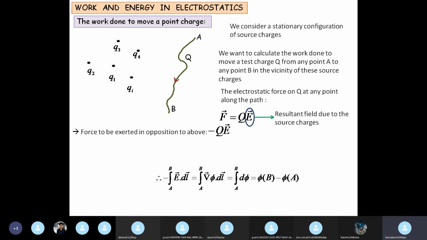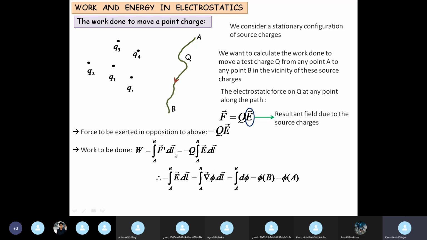So if you want to do work against this force, then the force that you need to exert is minus QE. QE is the force being exerted by the charges. So the work done, if you want to move Q from A to B, is minus QE, that force, dot dl.